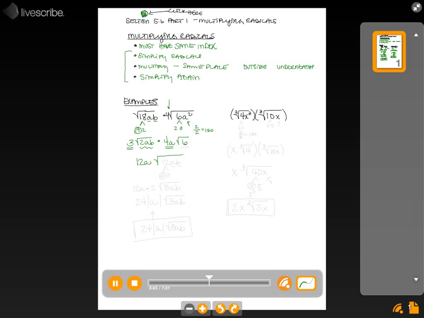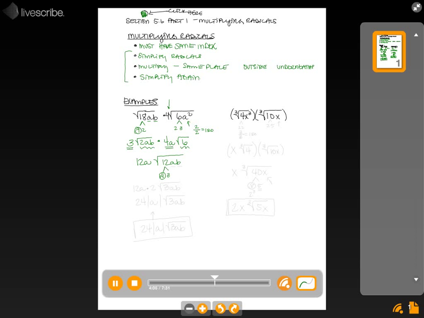And then we're going to multiply the radicands, what's underneath. 2ab times 6 is 12ab. Now we're going to try to simplify this again. See if we can break anything underneath the radical down. 12. We want to find a perfect square that goes into 12. Well, that's 4 times 3.